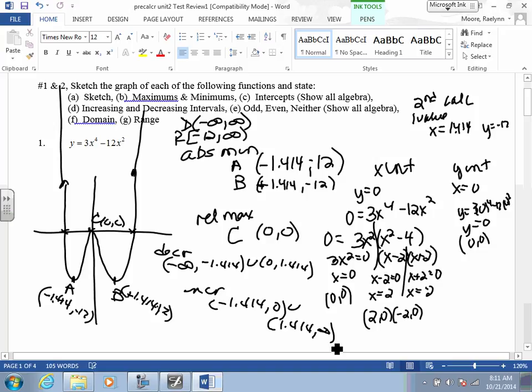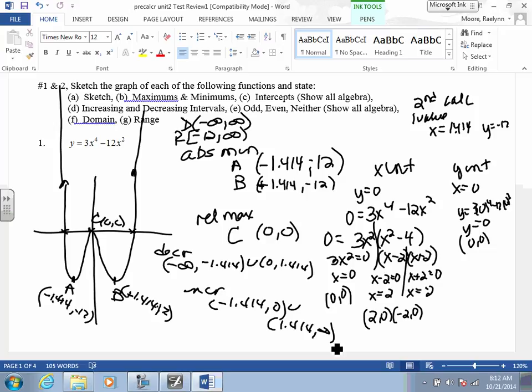Now, because your domain is all real numbers, your increasing, decreasing should cover all your real numbers. So you went from negative infinity to negative 1.414, from negative 1.414 to 0, from 0 to 1.414, from 1.414 to infinity. It covers all your numbers. It has to.